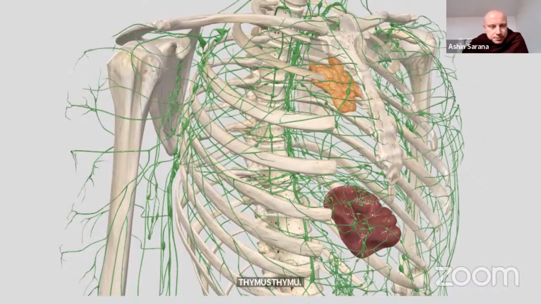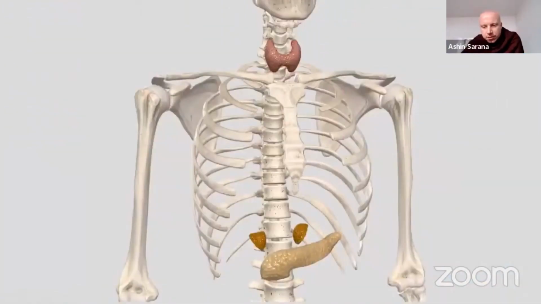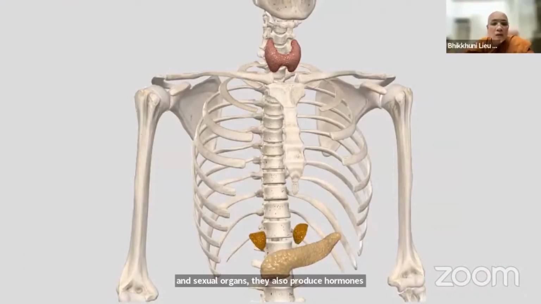THYMUS. Yes. Thymus là tuyến ức. So thymus and sexual organs, they also produce hormones. Cái tuyến ức này đó nó cũng tạo ra các cái hormone.